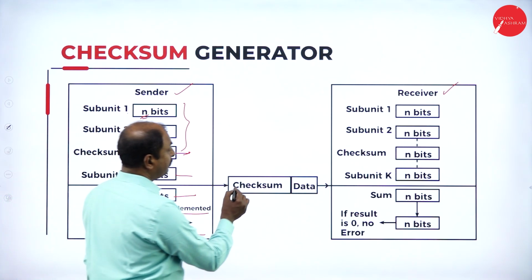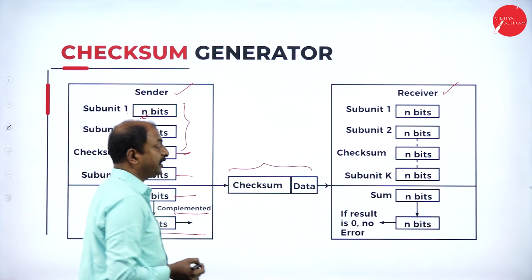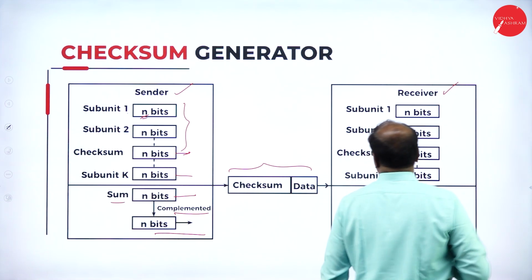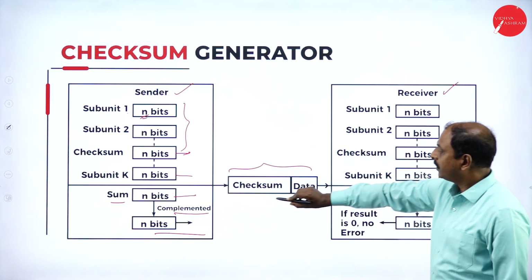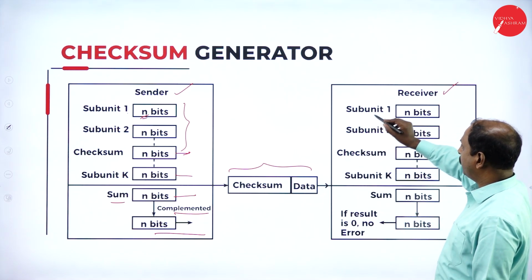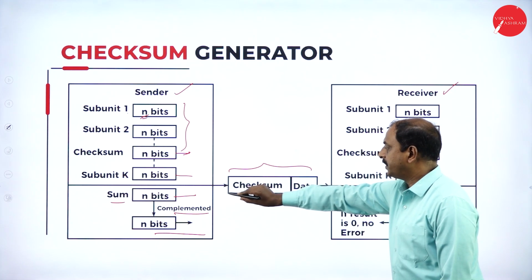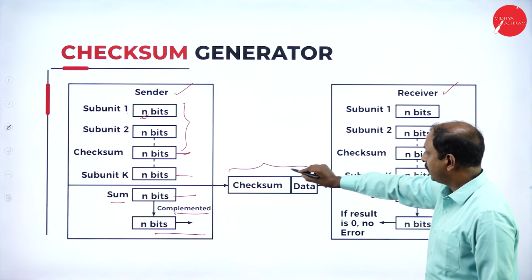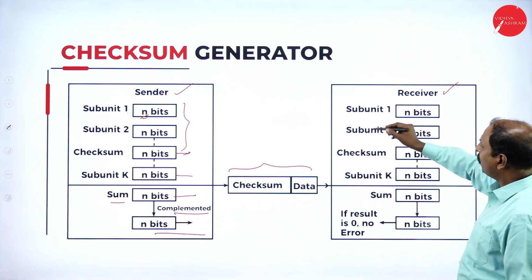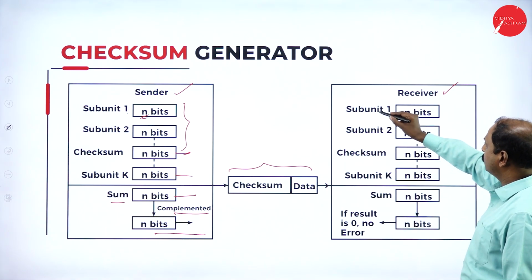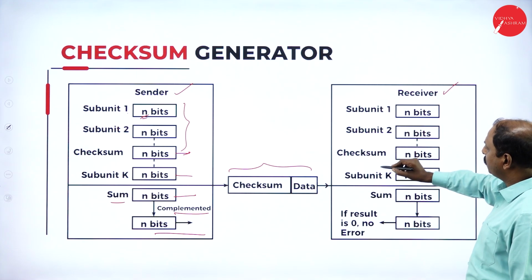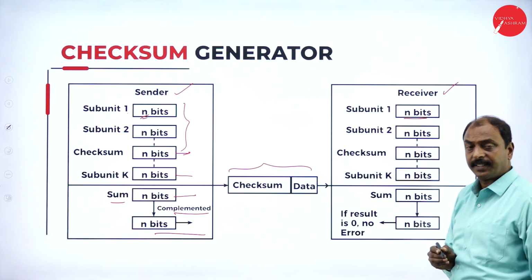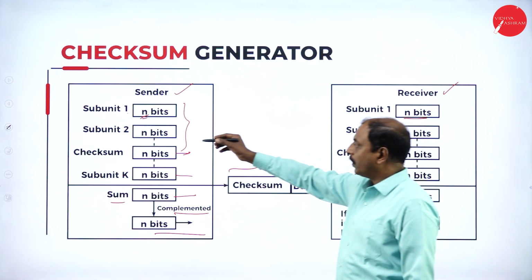And this checksum, along with the data, is transmitted over the network to the receiver end. Again, at the receiver end, the data that is received will be divided. The same procedure will work out here. The same entire data is divided into K sections: section 1, section 2, up to section K, and each section will have n bits of data. The same procedure is followed here.